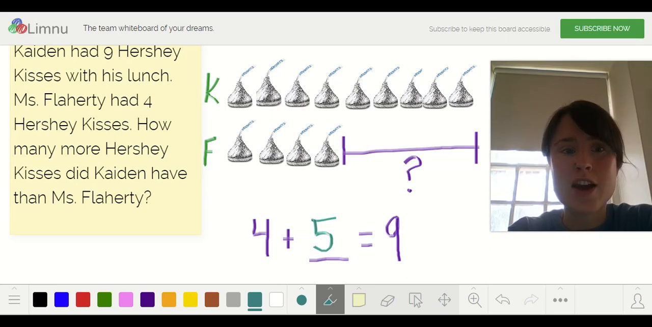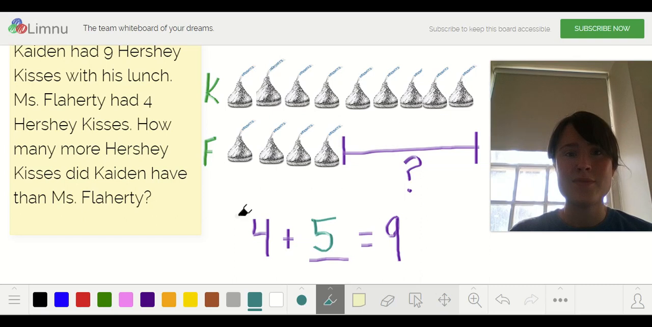So I want you to go ahead now and answer this question in your own words. How many more Hershey Kisses did Caden have than Miss Flaherty? That's right, Caden had 5 more. I'm going to label that right here.